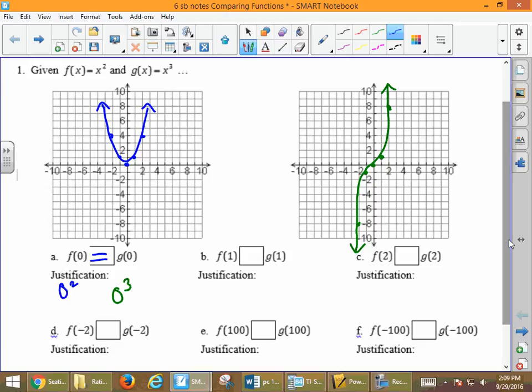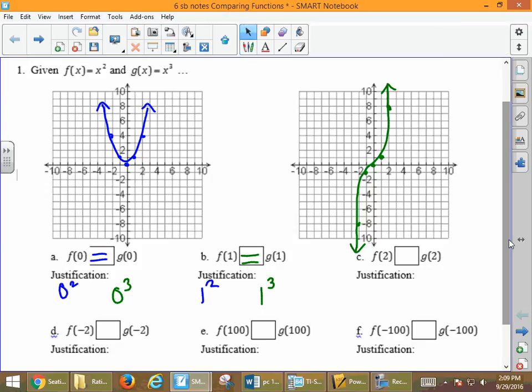So if we go to our next function here in part B, f of 1. Well, 1 squared, we're going to compare to g of 1, which is 1 cubed. But if we square 1, we get 1. Or if we cube 1, we still get 1. And again, when we compare them, they're still equal. But as we can clearly see here, these graphs are not always going to be equal.